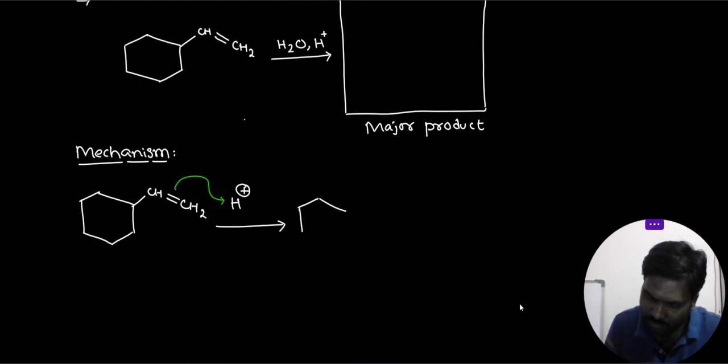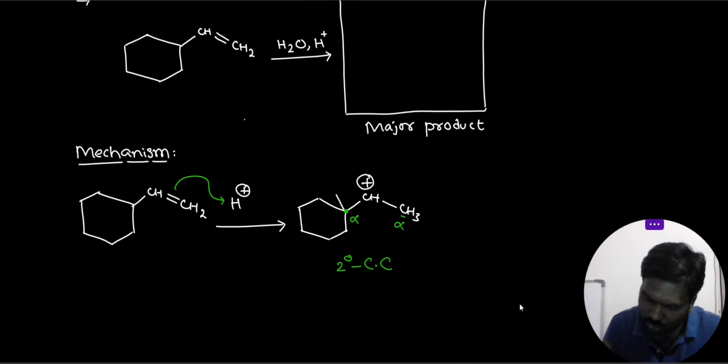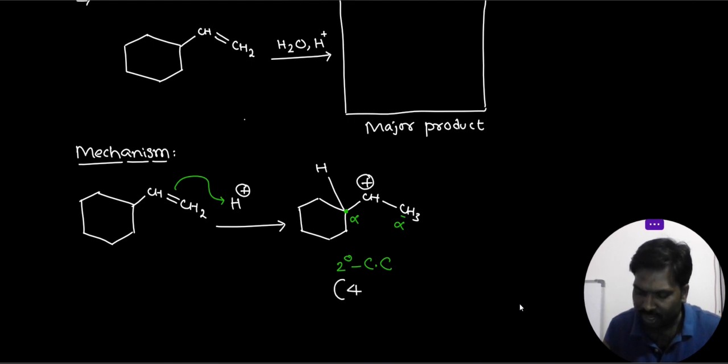Now here the carbocation is generated, with CH3 attached. The carbocation is connected to how many carbons? This is one carbon, this is one carbon, so it is a secondary carbocation. Now, how many hyperconjugated structures are there? Here one alpha hydrogen, and here three alpha hydrogens. So in total, four alpha hydrogens, which means four hyperconjugated structures.